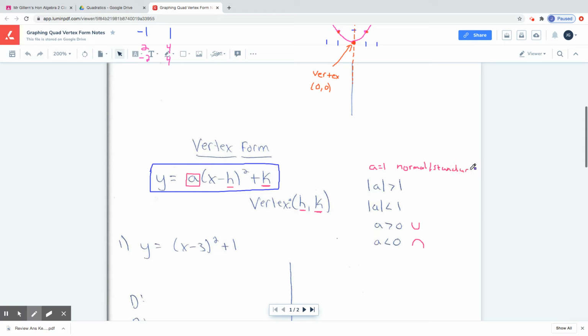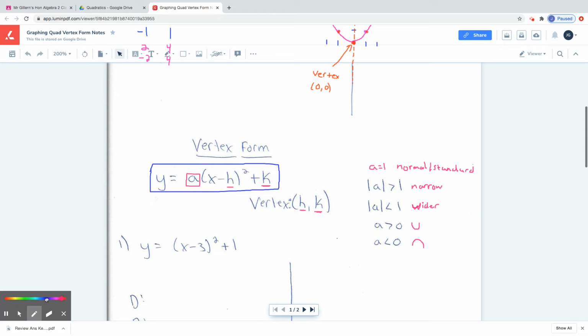But if the absolute value of a, the reason I said the absolute value of a is because it doesn't matter if it's positive or negative. The positive or negative determines up or down. But in terms of width, you're just looking at the absolute value. If it's larger than 1, then it is narrower than the original. And if it is less than 1, then it is wider. That W is not that great. That's supposed to say wider. And I'll refer back to this several times as we're doing these examples.